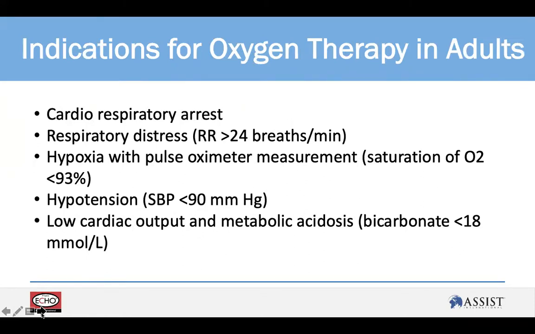Oxygen therapy is reserved for patients presenting with hypoxemia and other complications such as cardiorespiratory arrest, respiratory distress, hypoxemia, which we would define as saturation of 93% or lower. I'm sorry, hypoxia, a lower oxygen level, as well as low blood pressure or a decreased cardiac output and a side effect of metabolic acidosis.